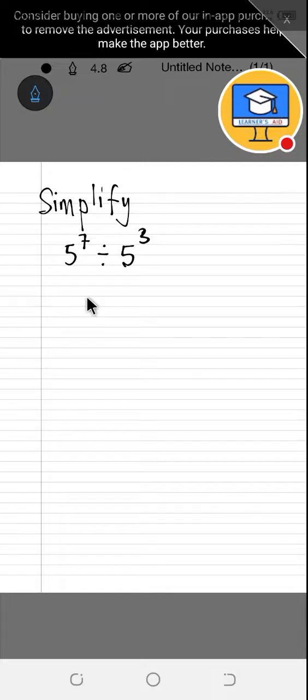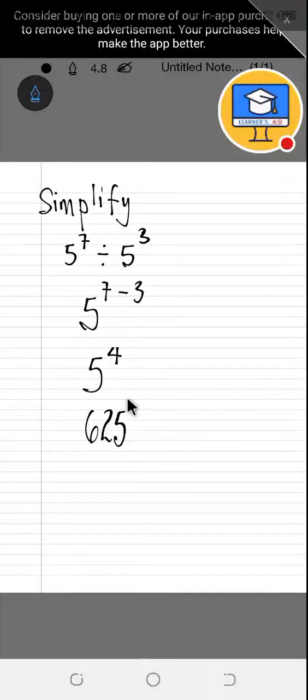So that will give us 5, since they are of the same base, 5 to the power 7 minus 3. That will give us 5 exponent 4. 5 to the power 4, which is 625.